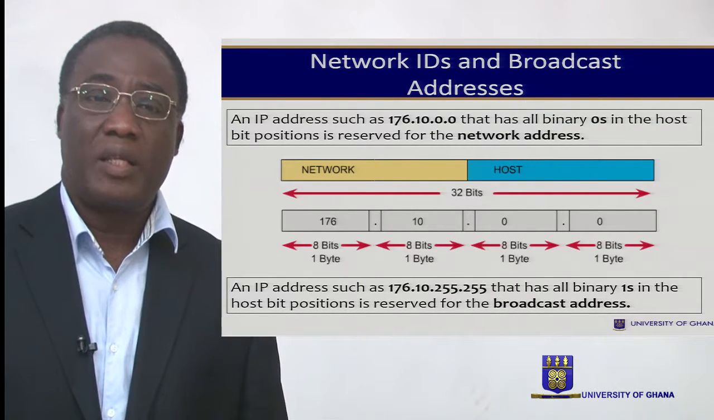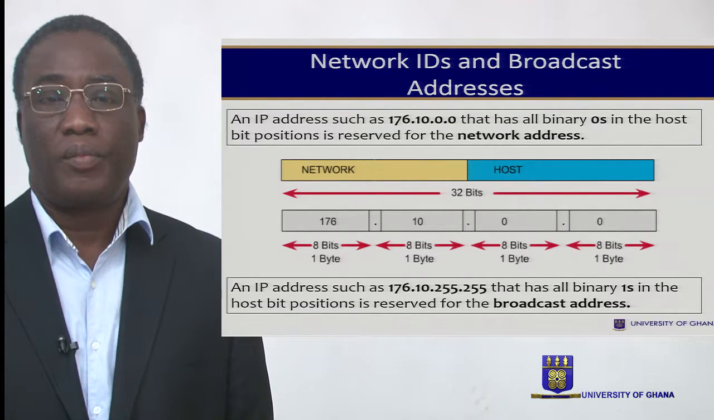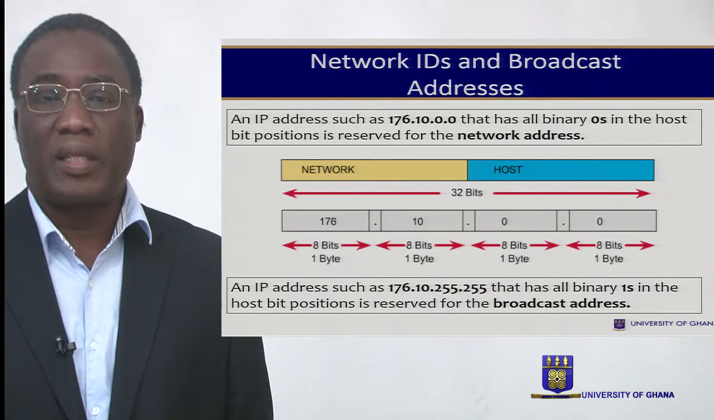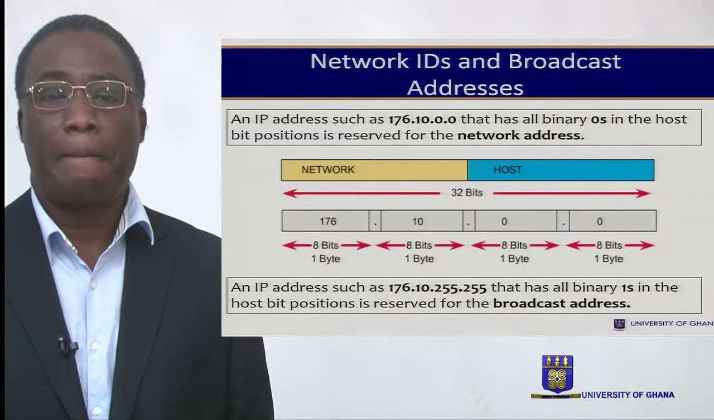An IP address such as 176.10.0.0 has all binary zeros in the host portion, and therefore that is reserved for the network address. So the host section has all zeros, and that tells you that that's the network address.